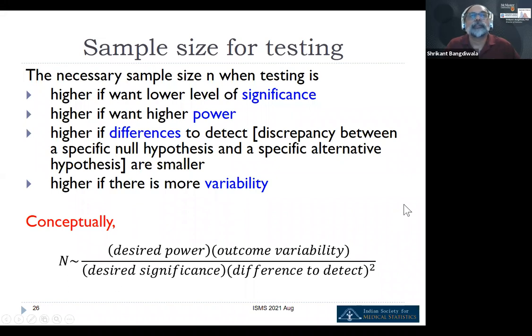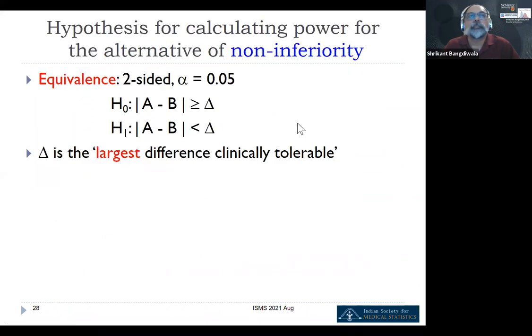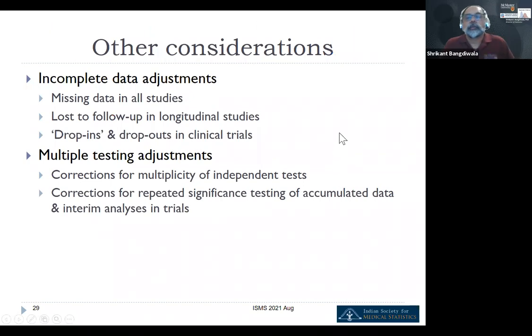And these differences then are those subjective things that are clinically meaningful or clinically important to detect, okay? And that's what drives it. And it's the delta here in non-inferiority. I guess I should have put here, this is a mistake, it should be not equivalence, but non-inferiority. We have then delta as the largest difference clinically tolerable. Okay, so what other considerations do we have to worry about in the analysis, right?